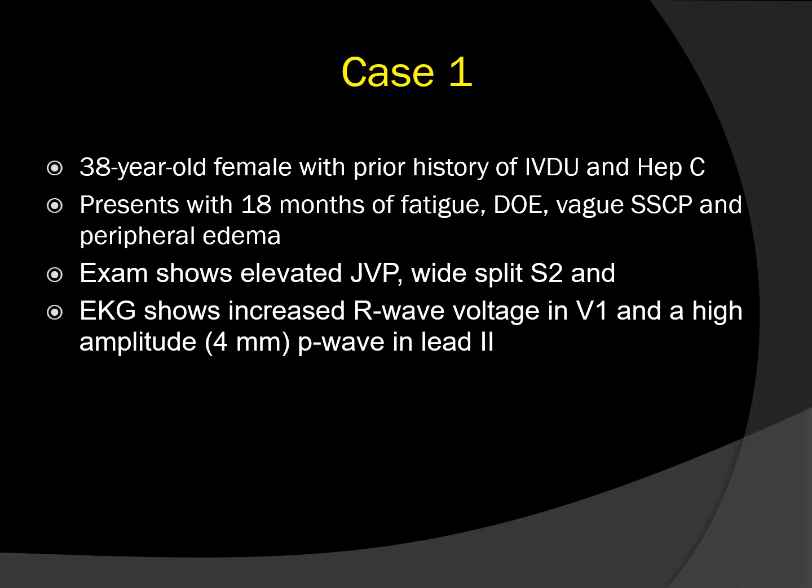Early this year, I saw a 38-year-old female with a prior history of intravenous drug use and a known hepatitis C. She presented to my office for evaluation of 18 months of fatigue, exertional dyspnea, vague substernal chest pain, and peripheral edema. Her examination showed elevated jugular venous pressure and a wide split S2, and her EKG showed increased R wave voltage in V1 and a high amplitude 4 mm P wave in lead 2.